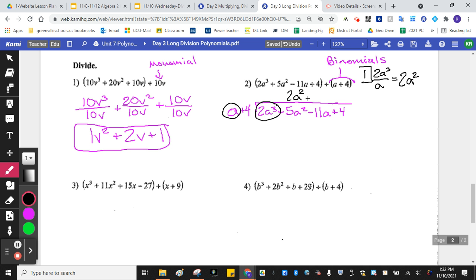After you figure out how many times a goes into 2a cubed, a goes into 2a cubed 2a squared times. Then we multiply, just like we did in our long division. We multiply 2a squared times the whole divisor, a plus 4. So I'm doing that on the side.